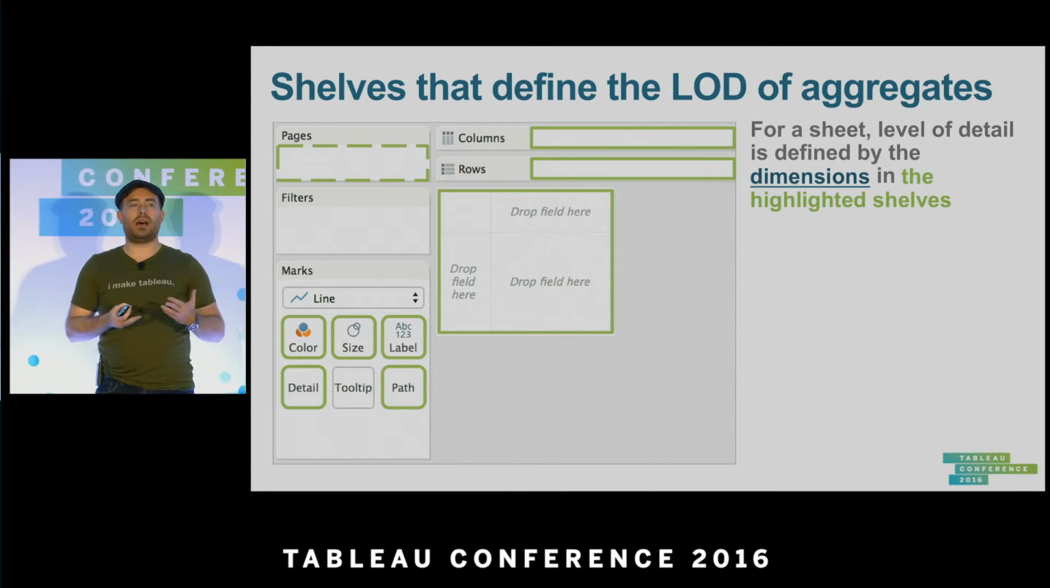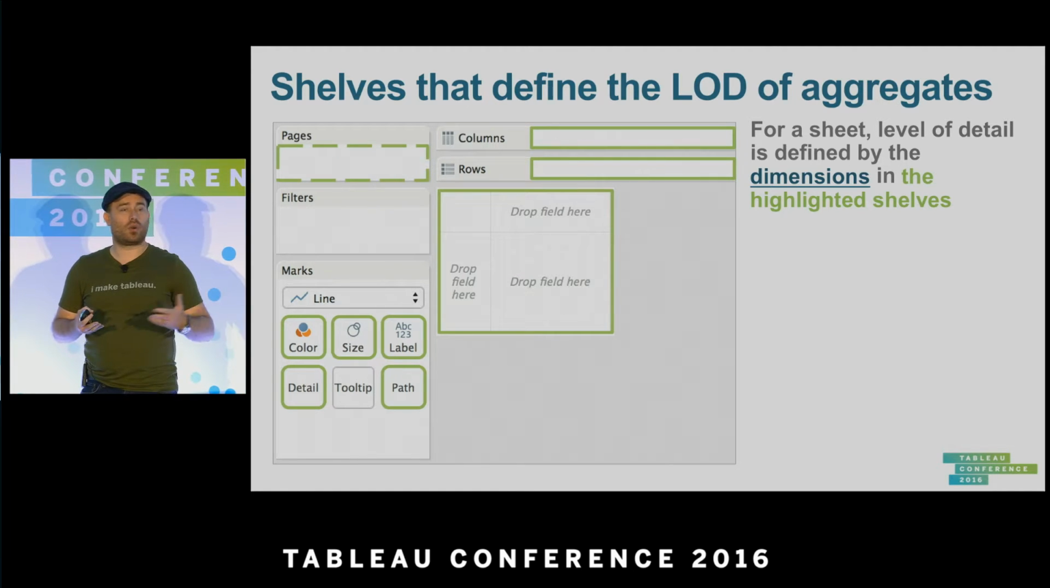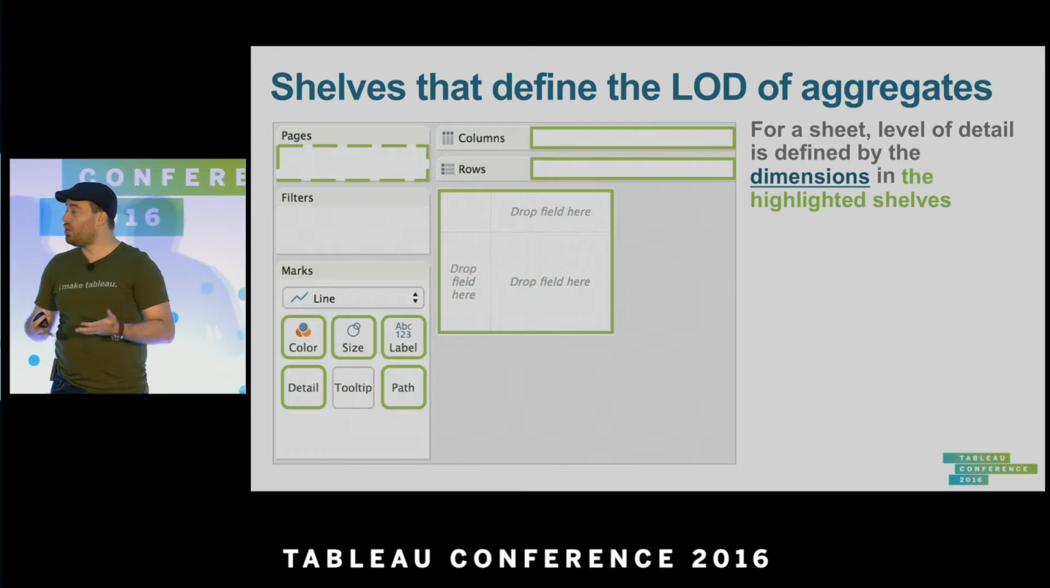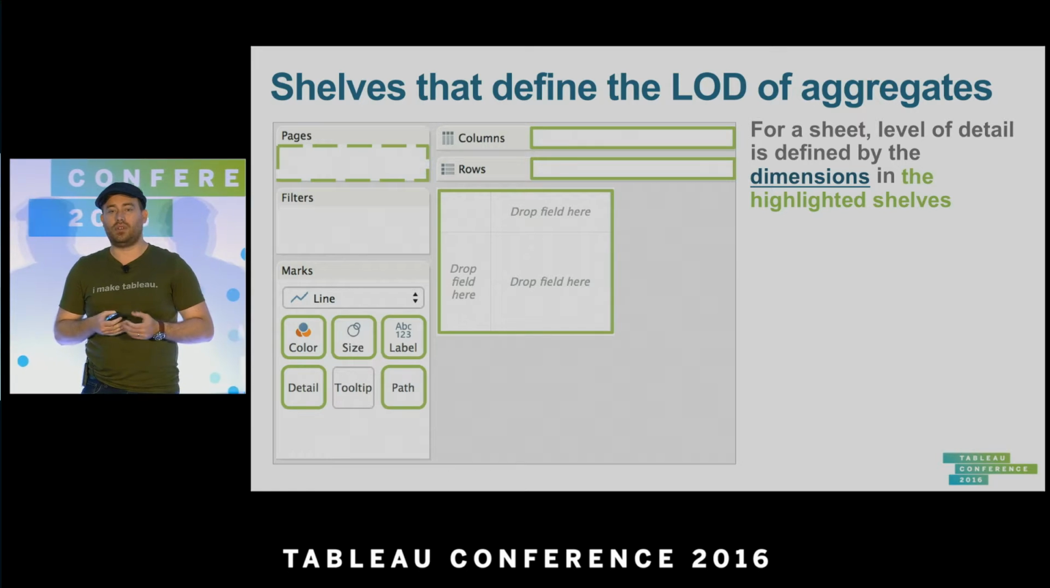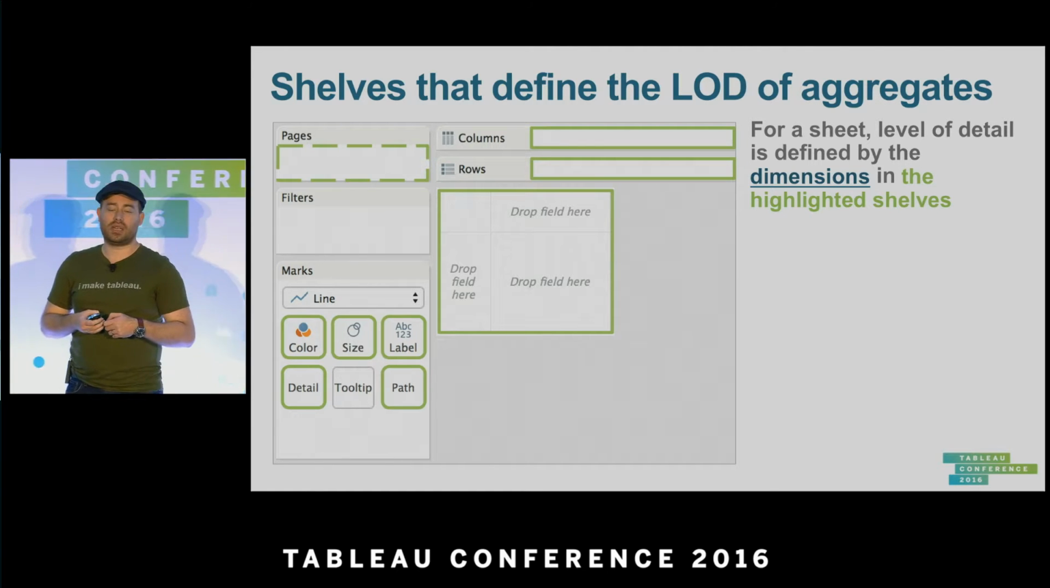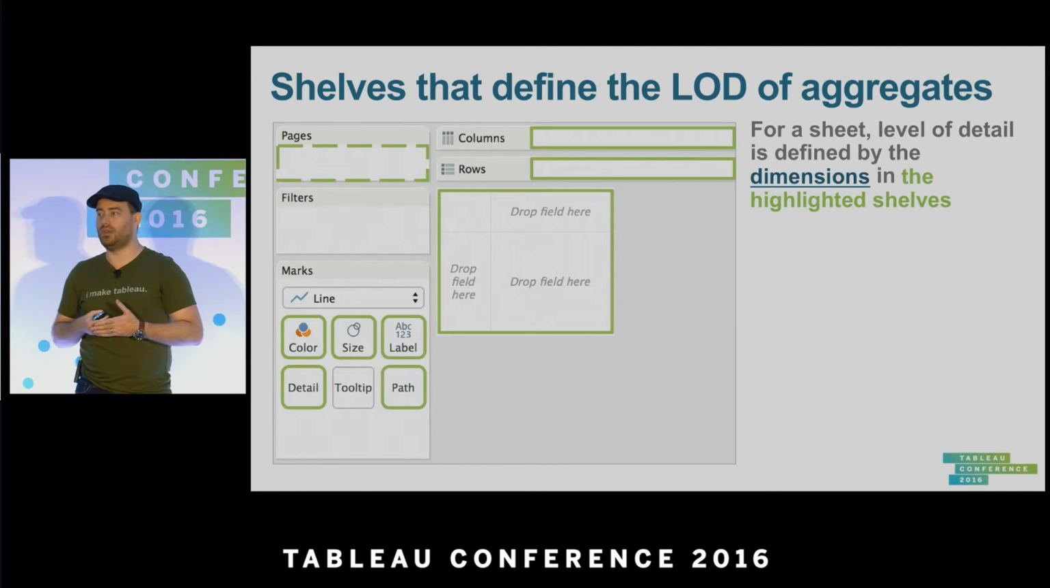So we talked about having dimensions like category and segment in certain shelves and how they impact the level of detail of your view. Not all the shelves are created equal; some shelves have impact on level of detail, some don't. Here you're seeing the shelves highlighted in green. If you drag any dimensions into any of these shelves, they will change the level of detail of your view.